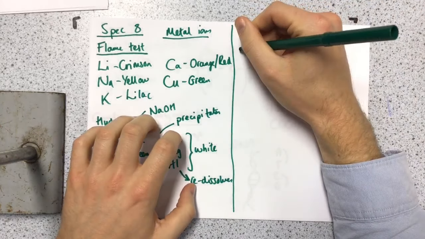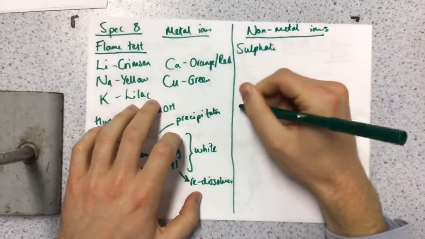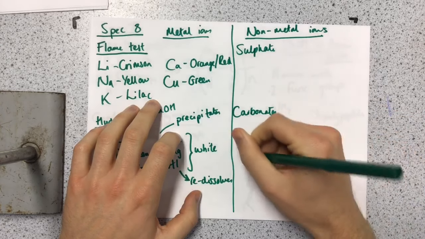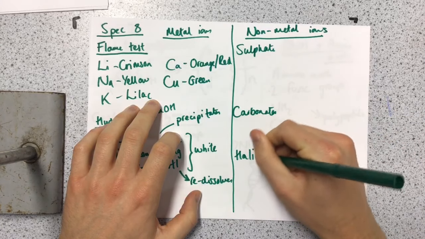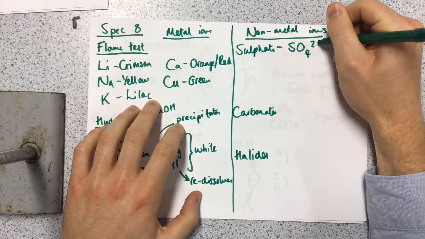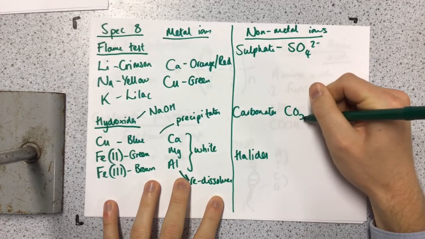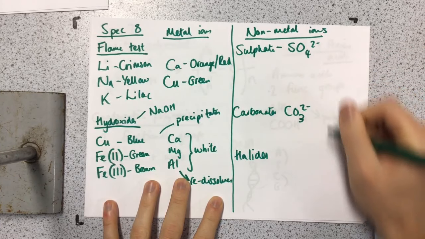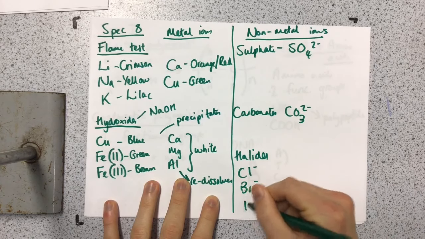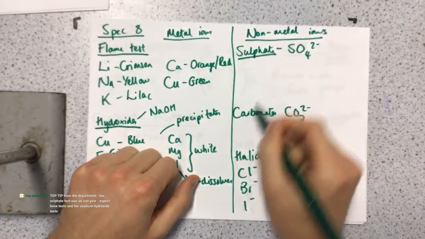So this time, one of them you've got is sulfates. You've also got carbonates. And you've got halides. Now sulfates, you're looking for SO4 in there. It's a 2- ion. Carbonates, you're looking for CO3 and a 2- ion. And your halides, chloride ions, bromide ions, and iodide ions. So they're the 5 non-metal ones that you could potentially be asked about.